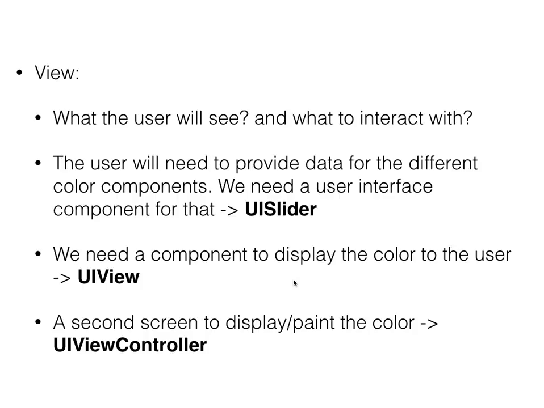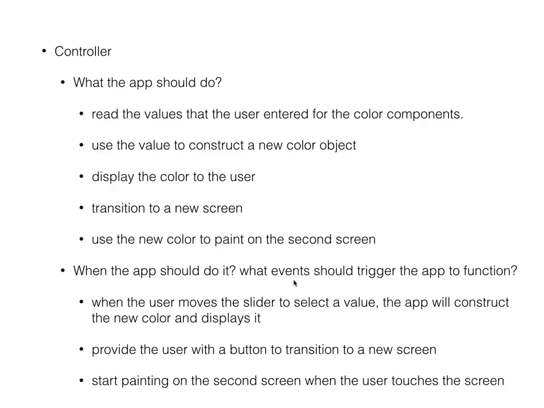We need another screen, so we're going to use the type UI view controller to add a controller. The screen from Xcode, or the UI view controller, comes automatically with a built-in view, because the controller is virtual. You don't really see it. It's the view, the rectangle area that the user sees. So UI view controller is a type that comes with a built-in view. In the controller, you describe what the app should do and when the app will do it.